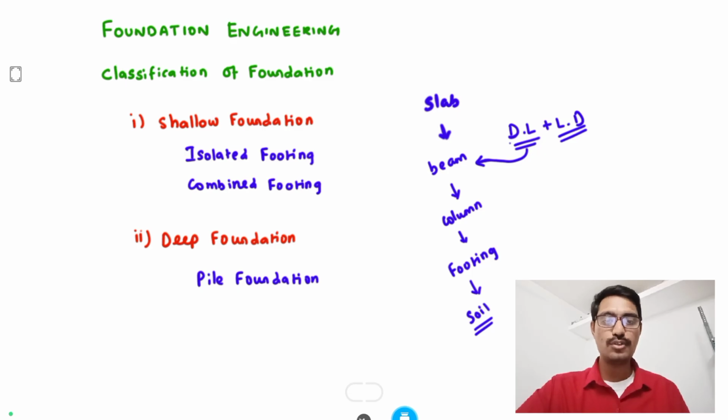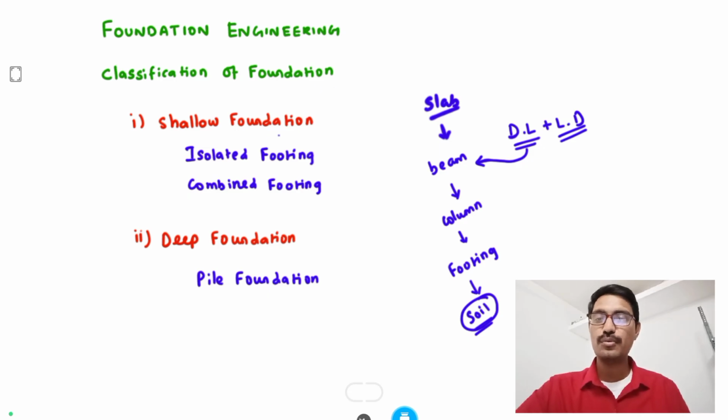These loads will be transmitted to the soil, so the soil should be capable enough to carry all the loads. The load carrying capacity of the soil is called the bearing capacity of soil. The bearing capacity is the main factor of the soil used to design the foundation. I think you now know what is meant by foundation. Now we go for the classification of foundation.